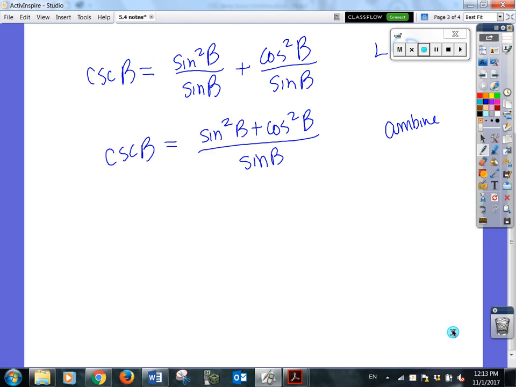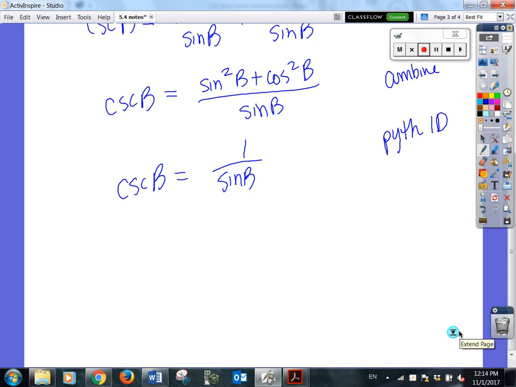And now what does that numerator equal? 1. So we have cosecant B equals 1 over sine B. That combined step didn't have to be written, but this step right here you did, because of the Pythagorean ID. I'm fine if you abbreviate as long as I know what your abbreviation stands for. Don't say RID, because there's ratio and reciprocal. You've got to have some kind of letters.